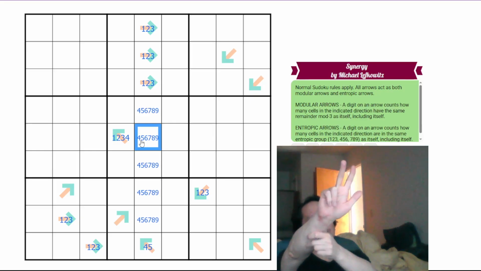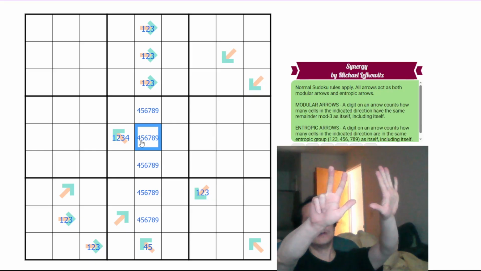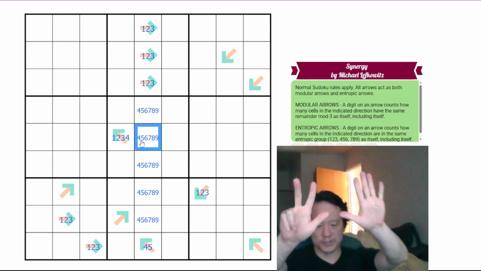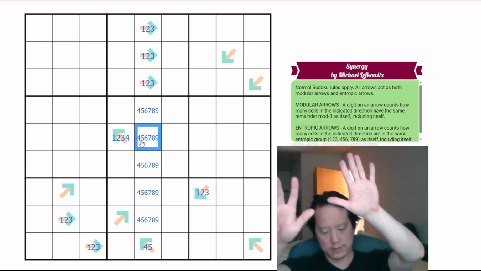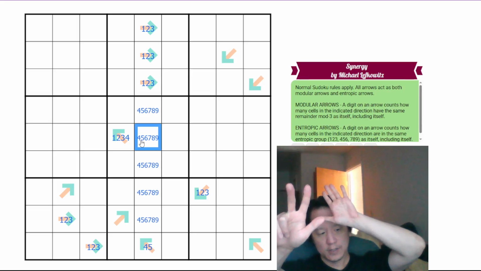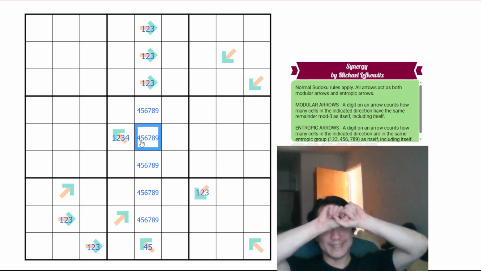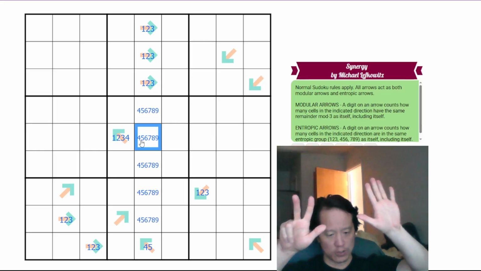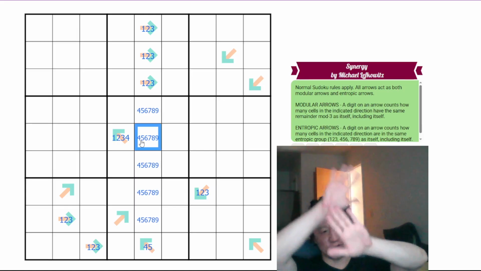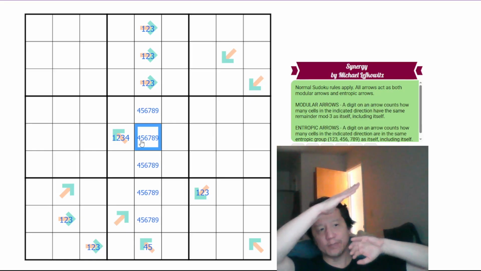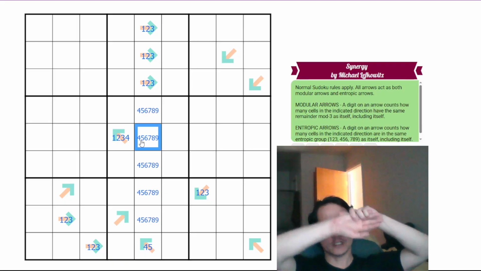If you have 4, you have to have 5 other digits, which are going to be essentially the same entropic set, and 5 digits, which are going to be the same modular set. But those are distinctly different sets. So 8 does not work, because that would be 3 plus 5 plus 5, which is 13 digits that it would have to point at. And there's no way you can point at 13 digits.